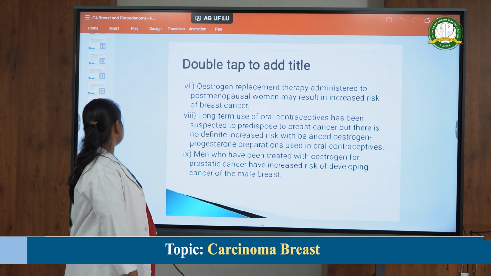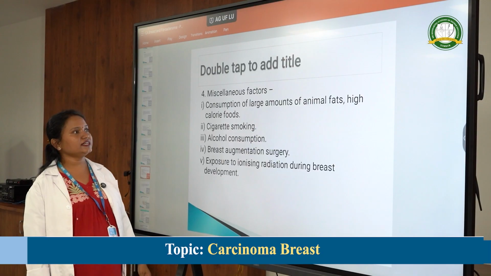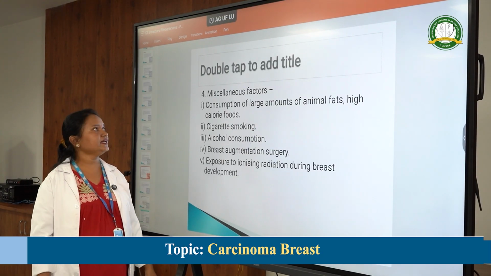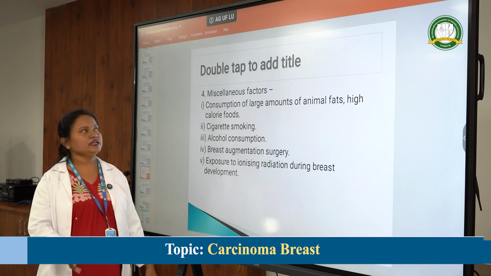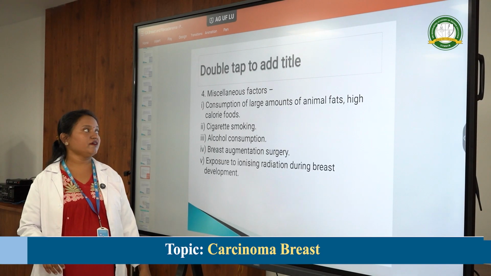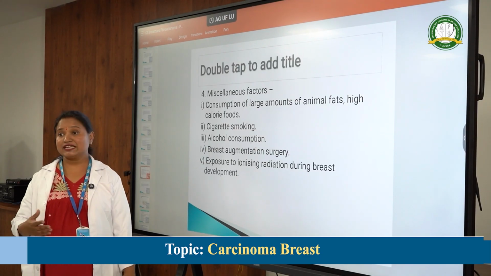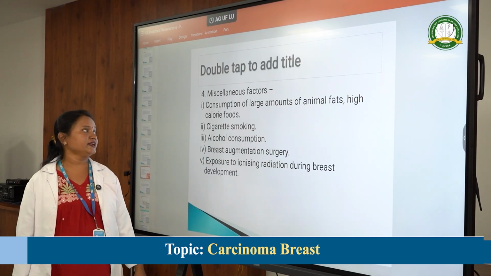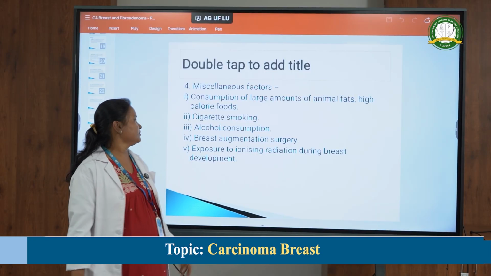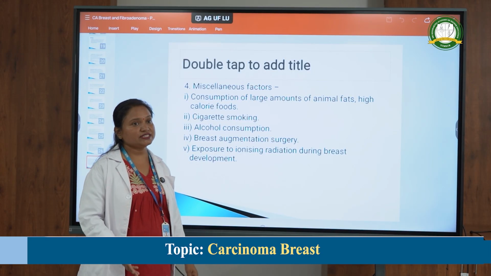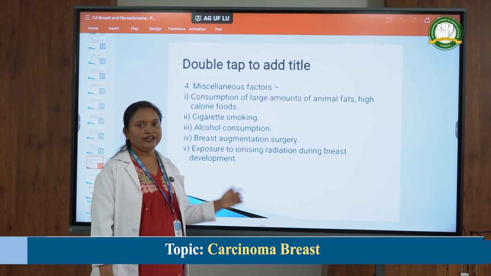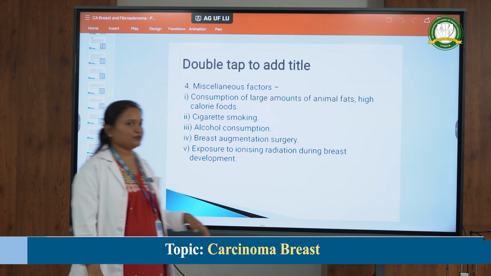So these are a few important etiological factors, and there are miscellaneous factors other than these. It can be due to consumption of large amounts of fatty or high calorie foods, cigarette smoking, alcohol consumption, breast augmentation surgery, and also exposure to ionizing radiation during breast development. This can lead to the risk of developing breast carcinomas.